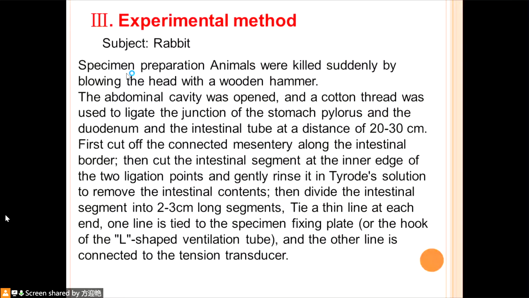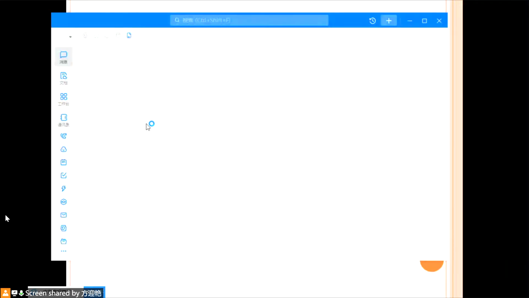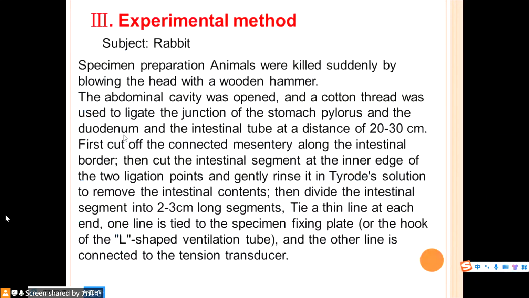First, in the preparation, the animal is killed suddenly by a blow to the head with a wooden hammer, causing brain death in the rabbit. Immediately we should open the abdominal cavity and find the intestine. Originally a cotton thread was used to ligate the junction of the pylorus and the duodenum.